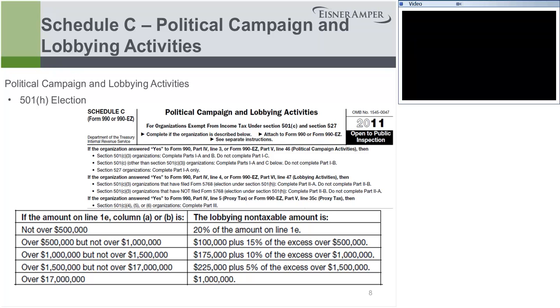And so if they do, they can actually pay a tax on that because they weren't supposed to engage in it. So we've given you the thresholds, and I would say for the most part, you don't see Schedule C filled out all that often. If you do, it's probably because the organization has made that special election that allows them to do some political activities.